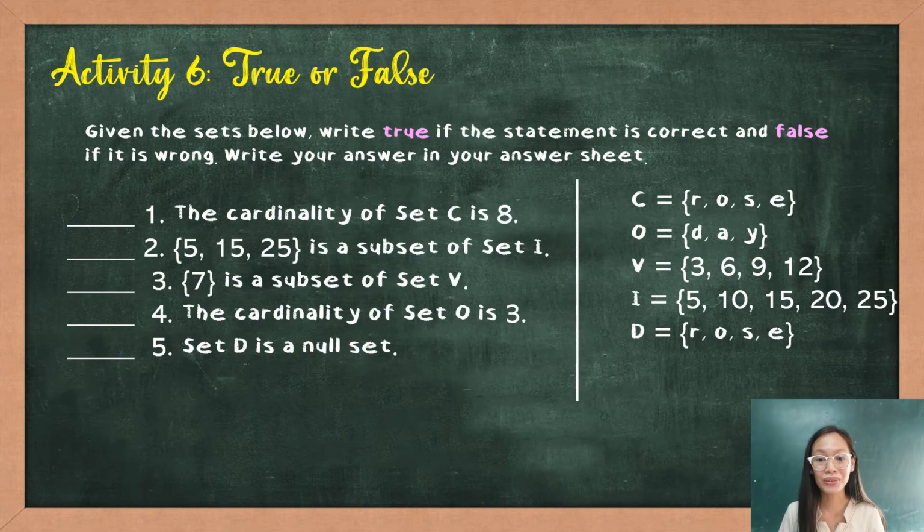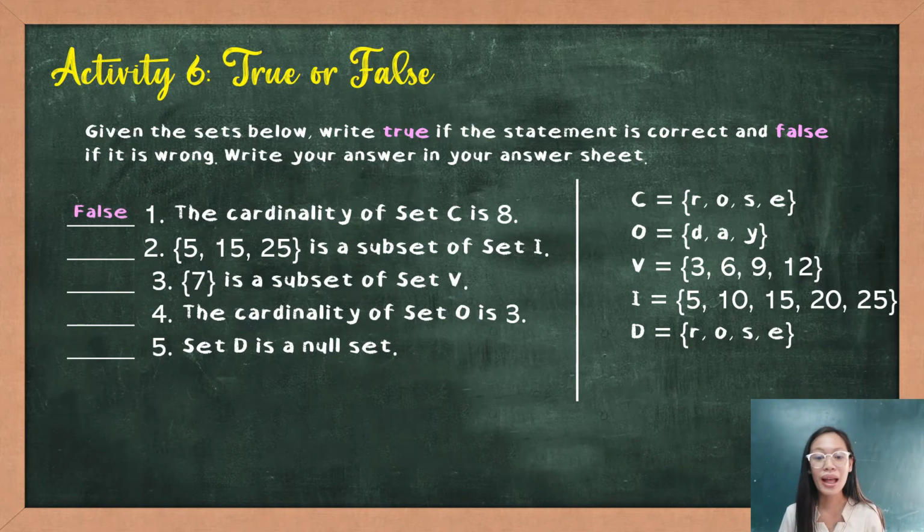I will give you a couple of minutes to write your answers in your paper. You may pause this video for a while. Alright, it is now time to reveal the answers. Number 1. The cardinality of set C is 8. Now, let's count. When we say cardinality, it is about the number of elements. So as we count, we have 1, 2, 3, 4. So the cardinality is 4 and not 8. So the answer is false.